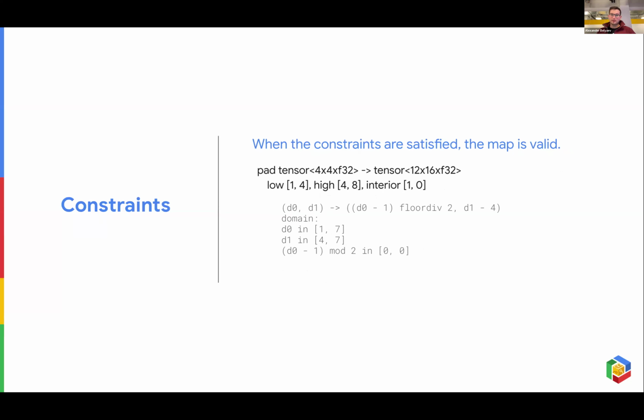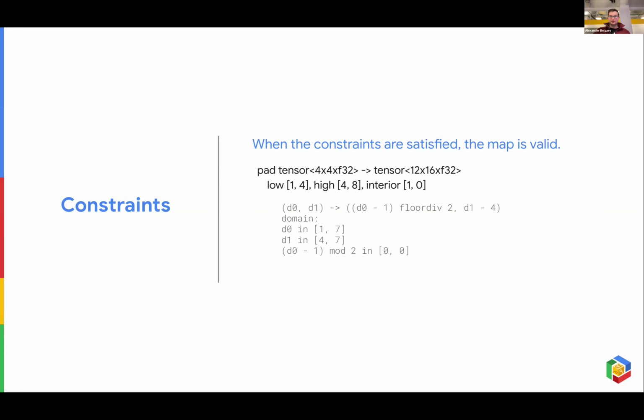We can have more complicated constraints. Sometimes we have constraints that have either a dimension and a mod, or several dimensions, or some combination of symbols, and we can also model them. For example, here we have a pad from 4 by 4 elements to 12 by 16, and we have low padding, high padding, and something that I think not many IRs do, which is the interior padding.